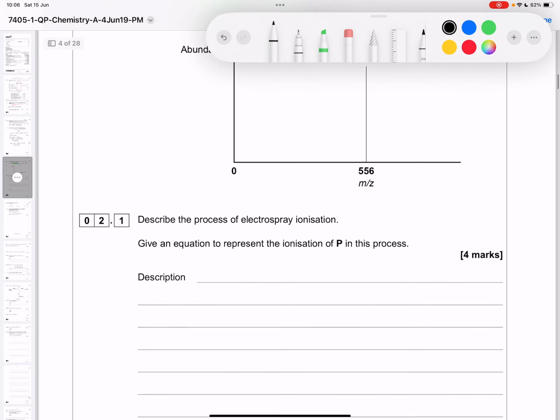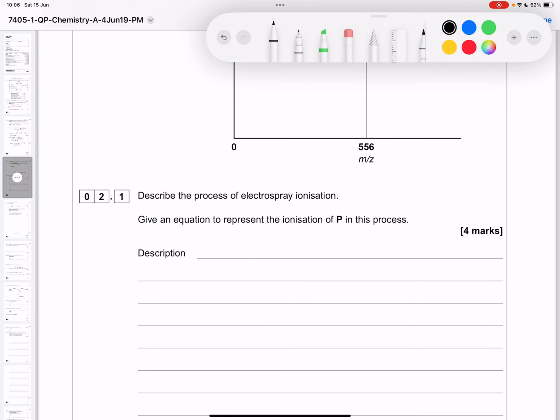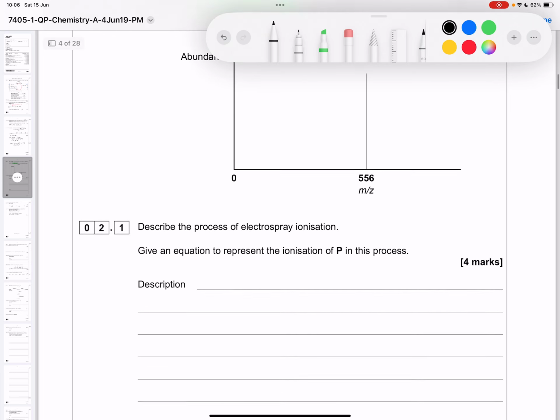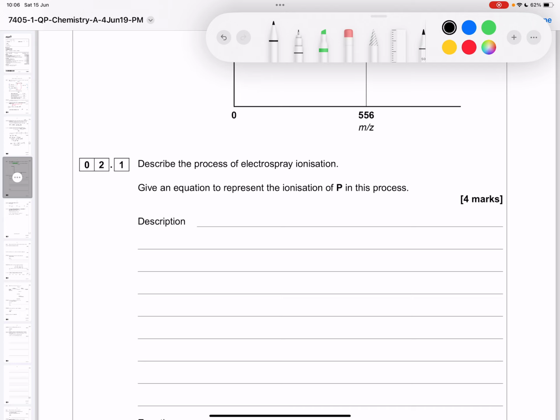So it's wanting us to describe the process of adding this proton. So how is a proton added to our sample P? The first thing we'll need to do is our sample P, which is a large molecule, is going to need to be dissolved in a solvent. That solvent is usually a polar solvent, and it's a volatile solvent, so it can be easily removed.